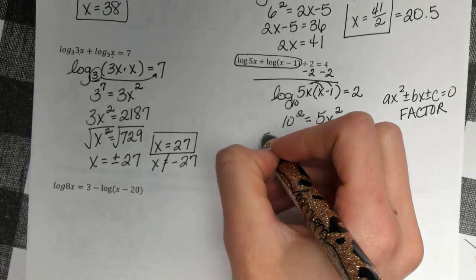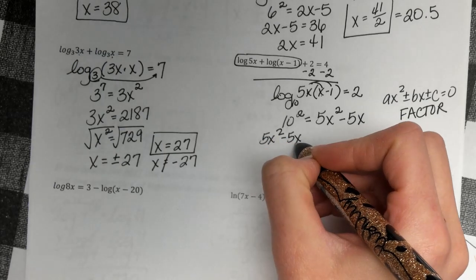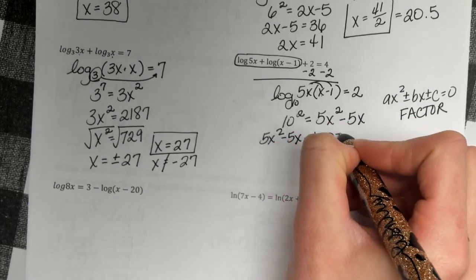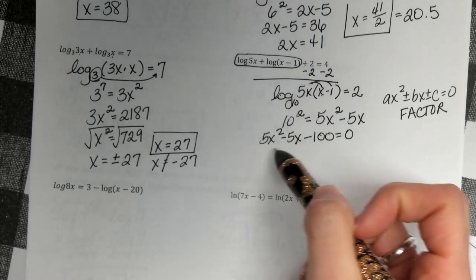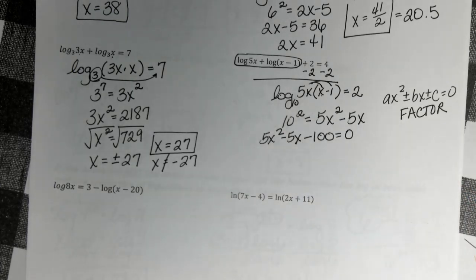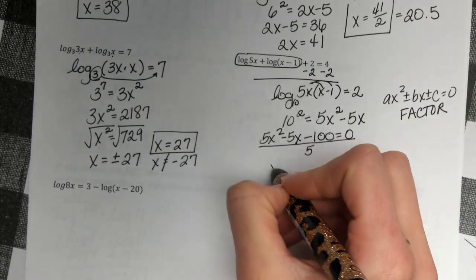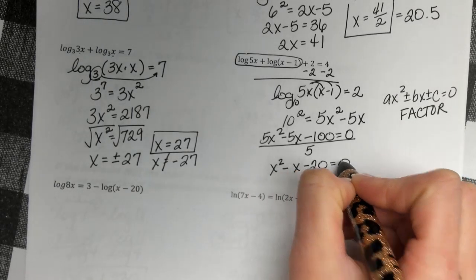Alright, so I'm going to end up with 5x squared minus 5x. 10 squared is 100, right? I would have needed to subtract that, so minus 100 equals 0. You always want your x squared positive, okay? So then what can I do? Divide by 5. Yep, all of those can be divided by 5, so that leaves me with x squared minus x minus 20 equals 0.